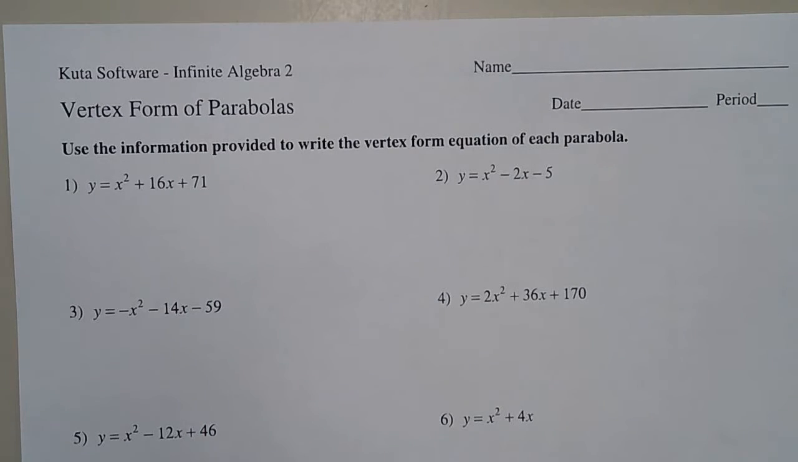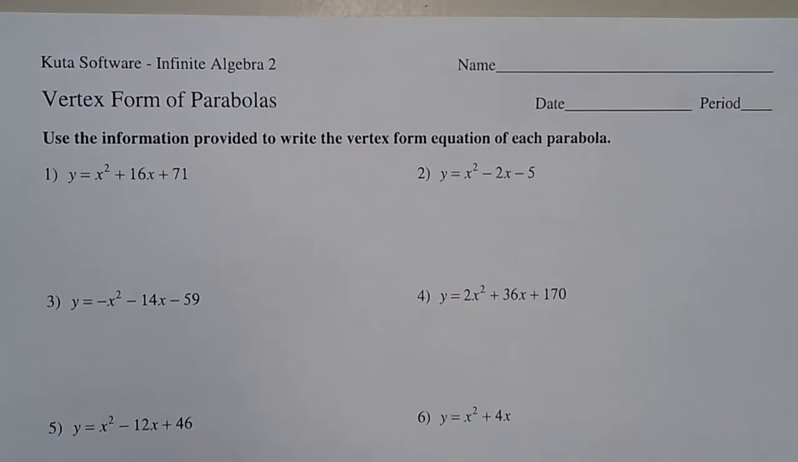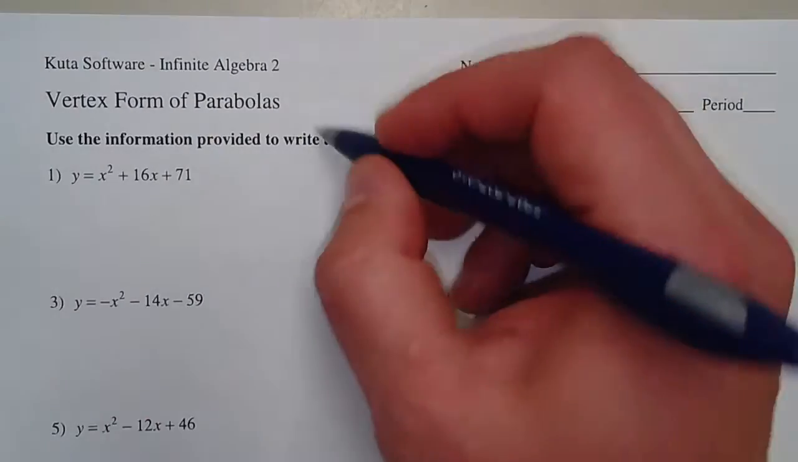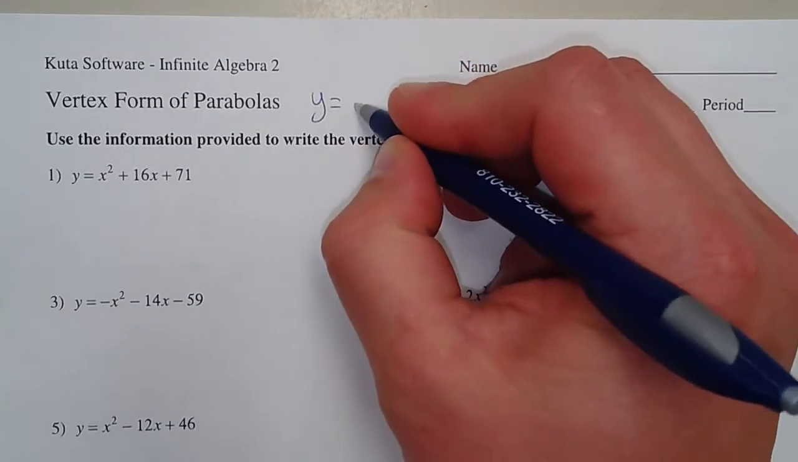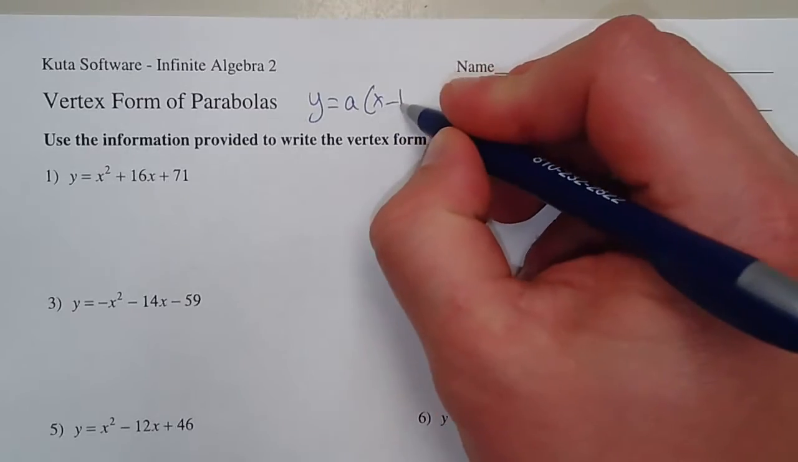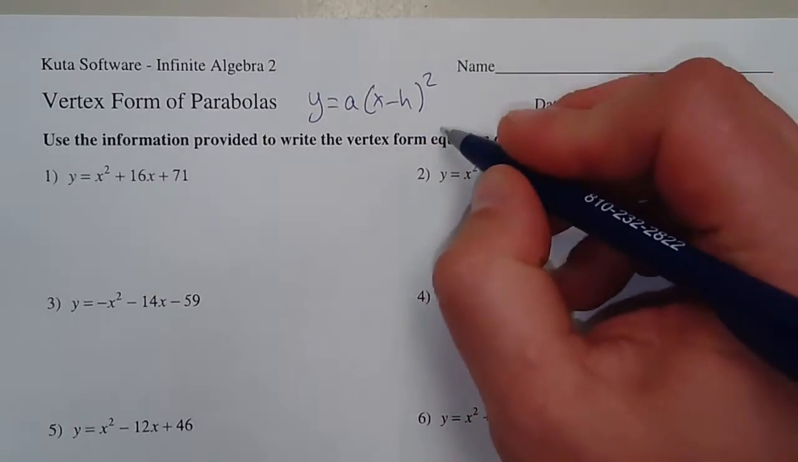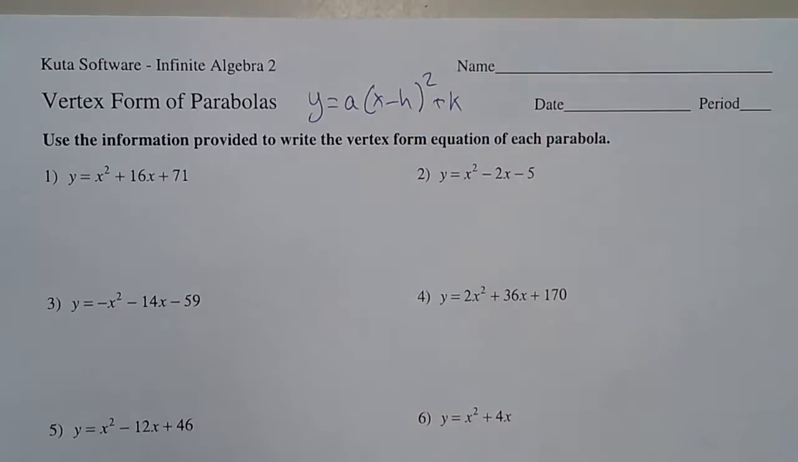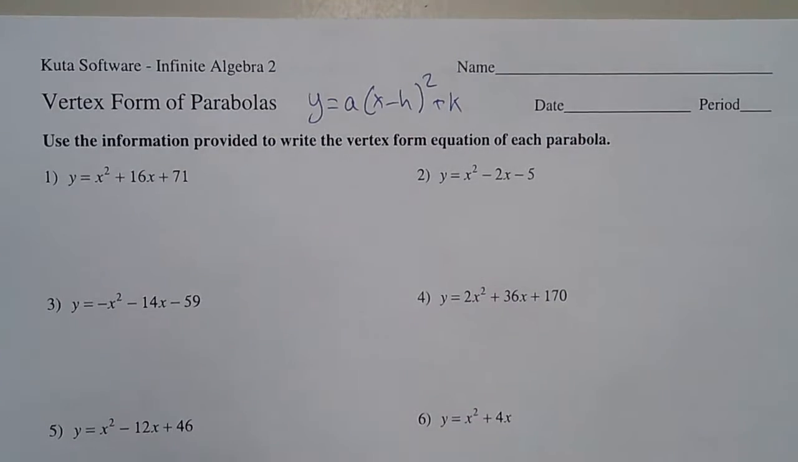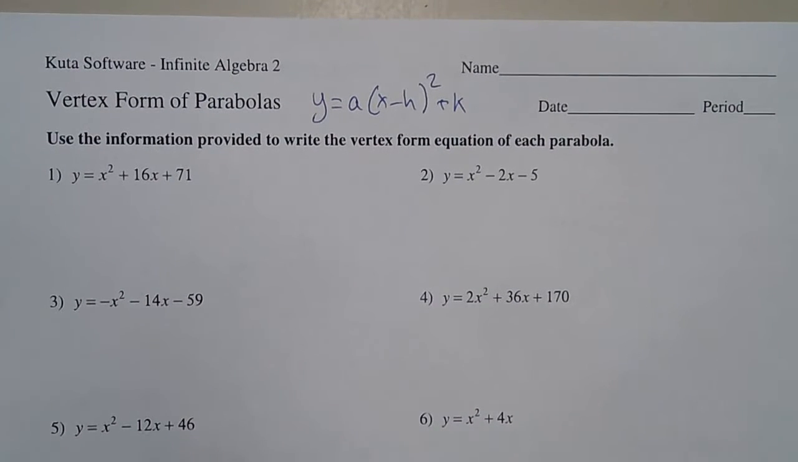All right, so for the worksheet today, we've got writing vertex form of parabolas. So vertex form, which you're going to use on every one of these problems, is your y equals a times (x minus h) quantity squared, plus k. All right, so every one of these problems is going to be in that form when you write it. So what does that mean?